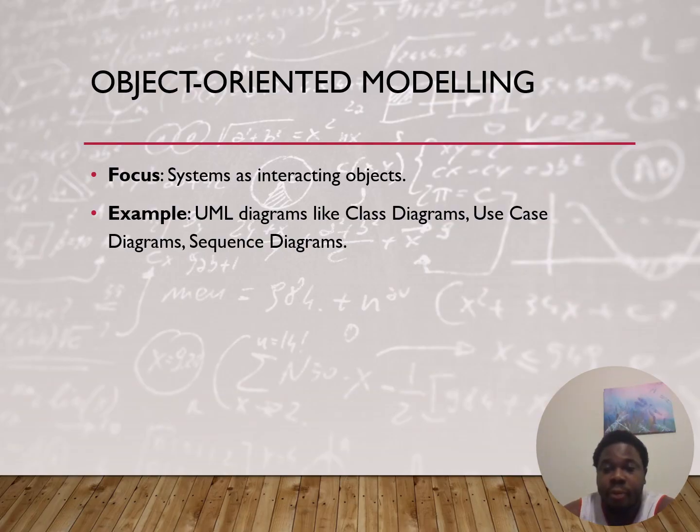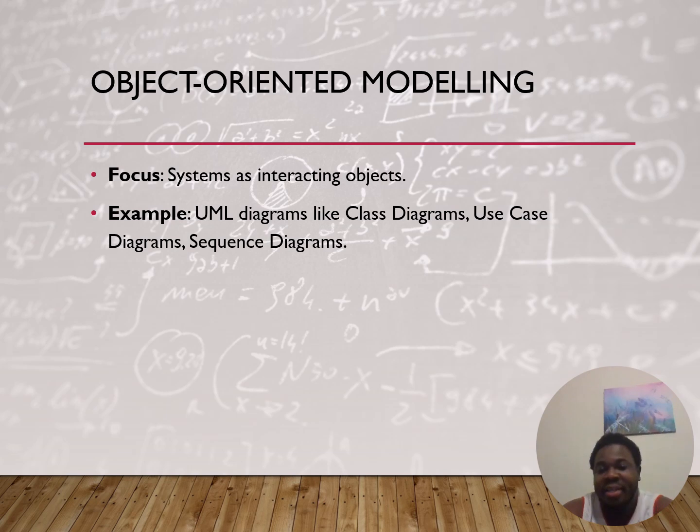The next one I'll be talking about is object-oriented modeling. This modeling focuses on systems as interacting objects. Examples are diagrams like the class diagram, use case diagram, and sequence diagram, and I believe throughout this semester we'll be working with these types of diagrams.